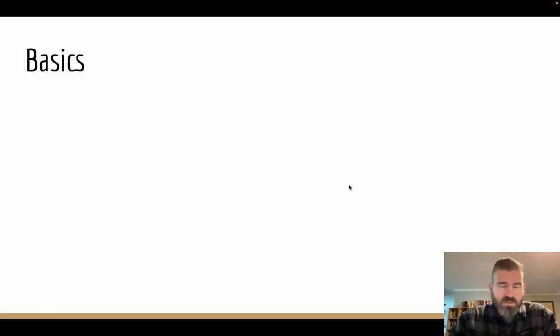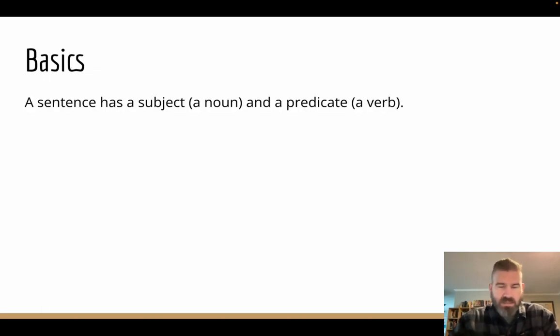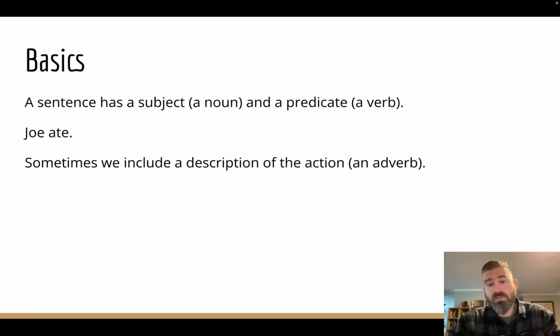So in terms of the basics, right, a sentence has a subject, a noun, and a predicate, a verb, some sort of action, right? So a person, place, or thing, and an action, a verb. So "Joe ate" would be a complete sentence, even though it's only two words. Now I can begin to add on to that. Sometimes we include a description of the action. We call it an adverb, right? It adds to the verb. So "Joe ate quickly." Adverbs are generally "-ly" endings, right? So quickly, really, quietly, something like that. And they can help us better understand a situation.